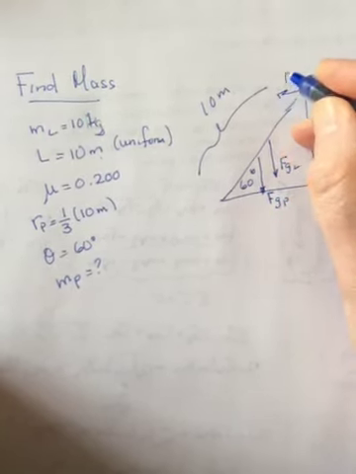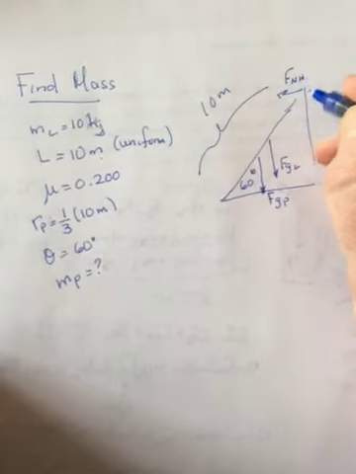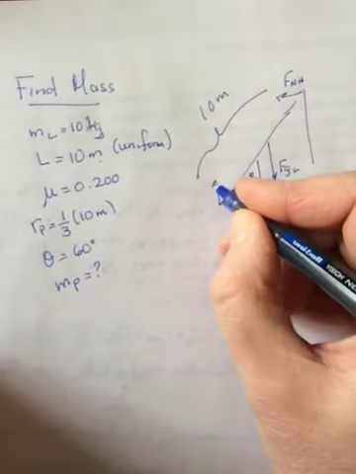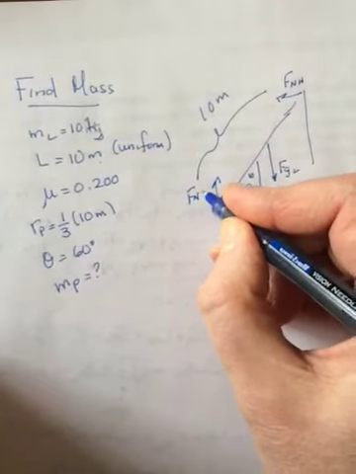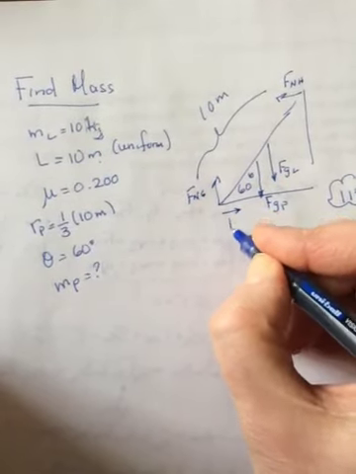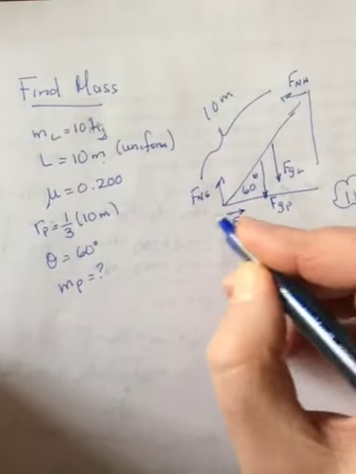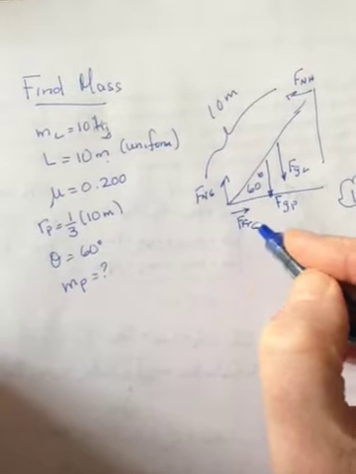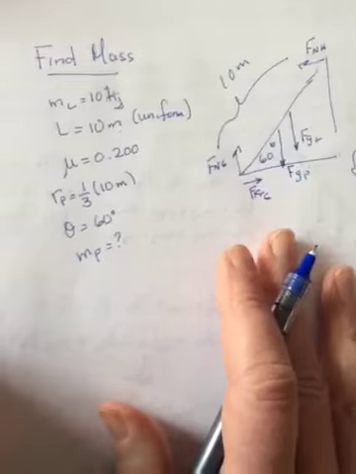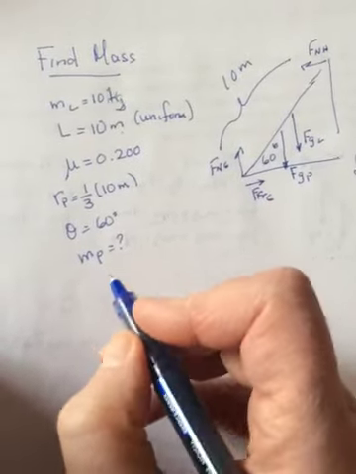We have an F normal of the house up here. There's no friction at the top. We have an F normal of the ground at the bottom and F friction of the ground. And we're told the friction at the bottom, the coefficient, was 0.2. And it wanted you to find the mass of the person.